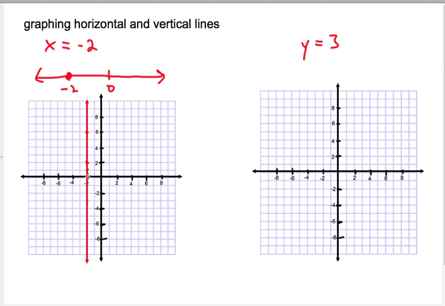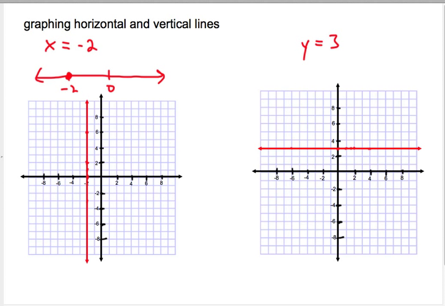Now the graph of y equals 3, you could probably guess based on what we just showed you on the last one, but pick all points where the y value is 3. So 0, 3, 2, 3, 4, 3, 1, 3, 1.5, 3, -6, 3, you get the idea. And what you'll come up with is that it's a horizontal line at y equals 3. So it's pretty simple to graph horizontal and vertical lines.